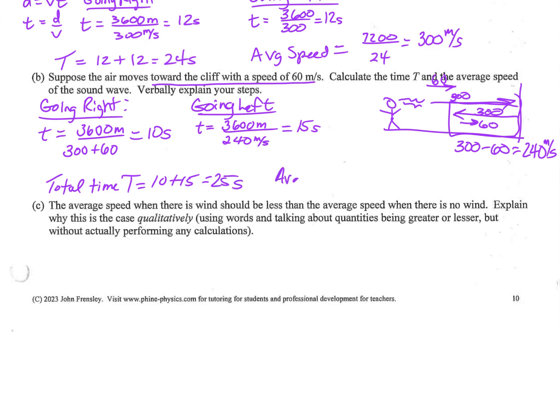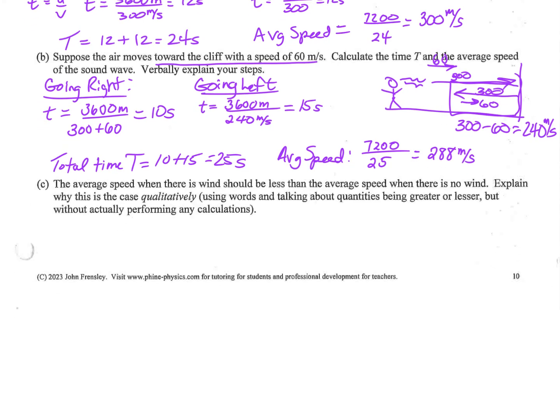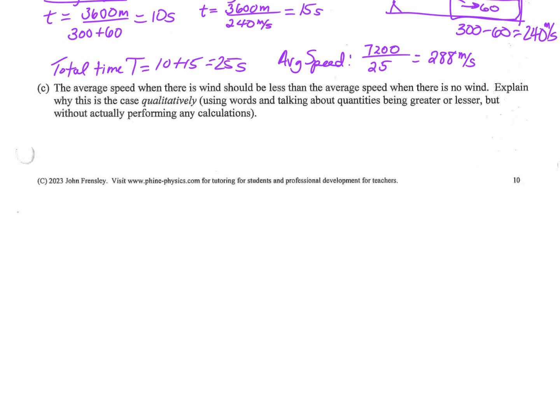So my average speed is slower because now we've got 7,200, but instead of dividing by 24, we're dividing by 25. Is it going to be that much slower? Not really, but it will be a little bit slower. Approximately, if you do the math, about 288 meters per second. So it is slower than the 300. Did that make sense? It says the average speed when there is wind should be less than the average speed when there is no wind.